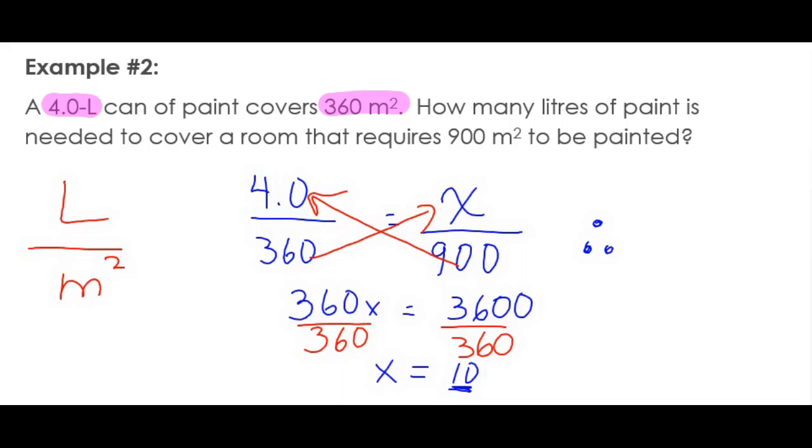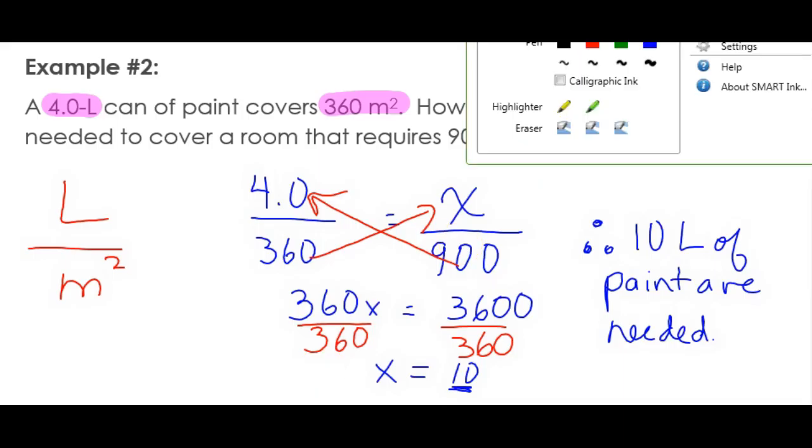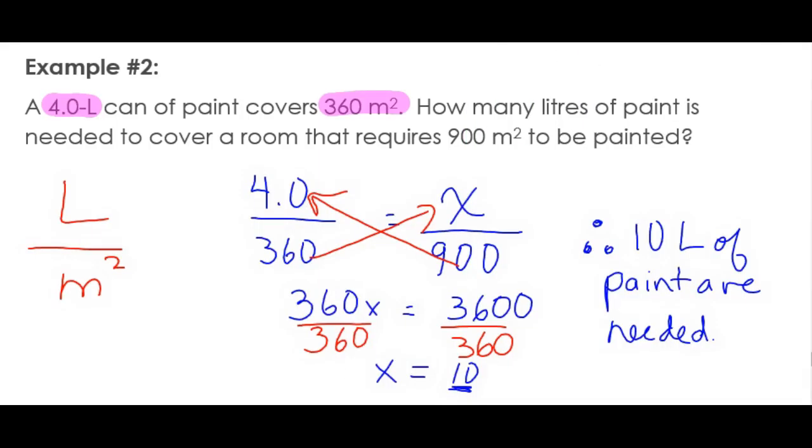So therefore, 10 liters of paint are needed. Right? So they haven't asked me how many cans of paint I need. That would be another proportion, and that's a separate question. So be really careful to read what the question is asking of you so that you're able to answer it properly.